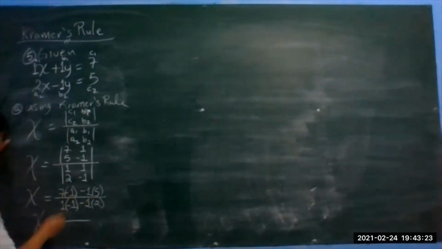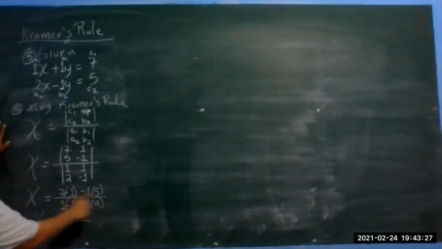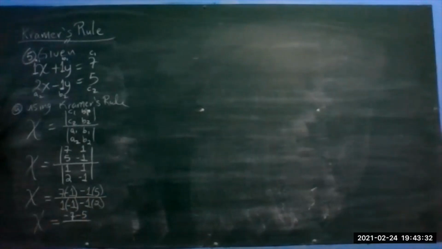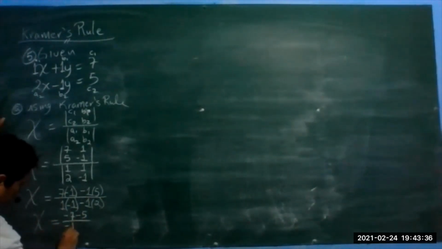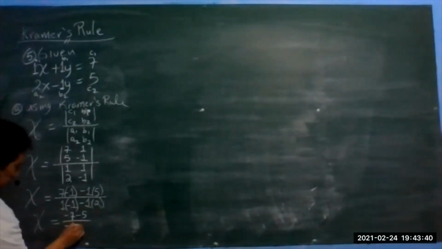7 times -1 is obviously -7. -1 times 5 is going to be -5. 1 times -1 is obviously -1. And -1 times 2, that's obviously -2.